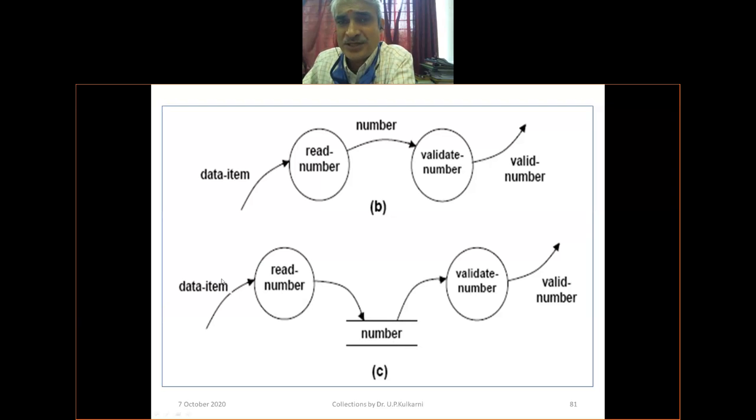Now look at that here. That item is a read number, and the number is being passed to validate that number, whether the number you entered is correct or not. So what are the processes you have here? Reading a number is one process and validating the number is another thing.